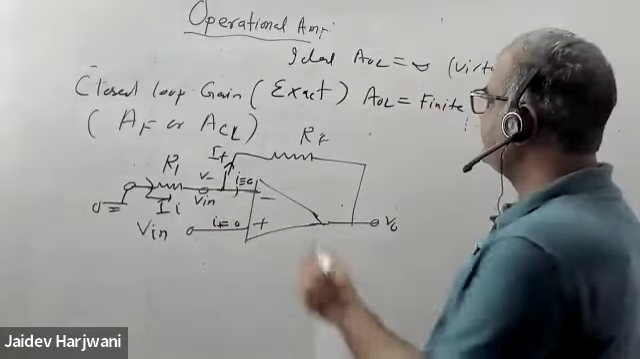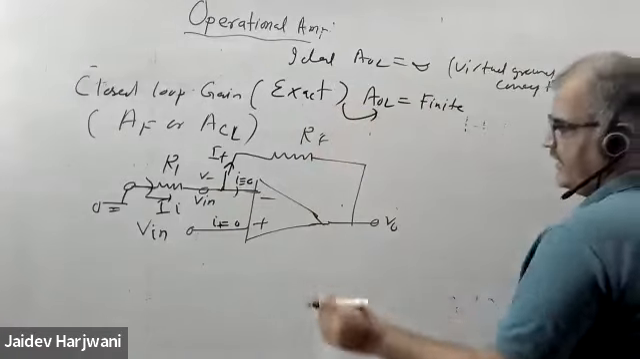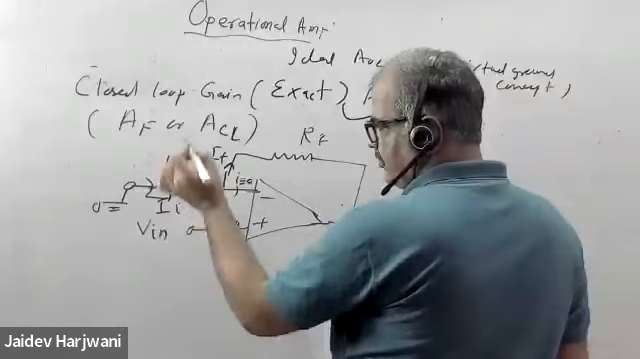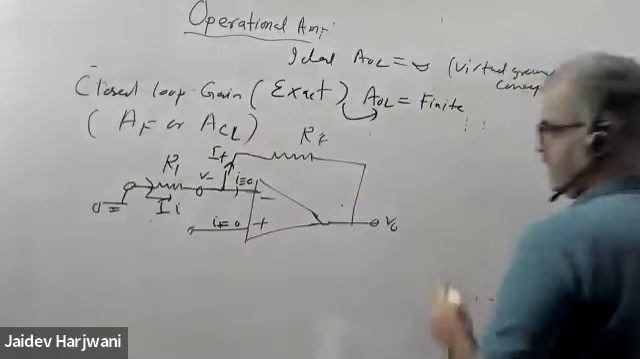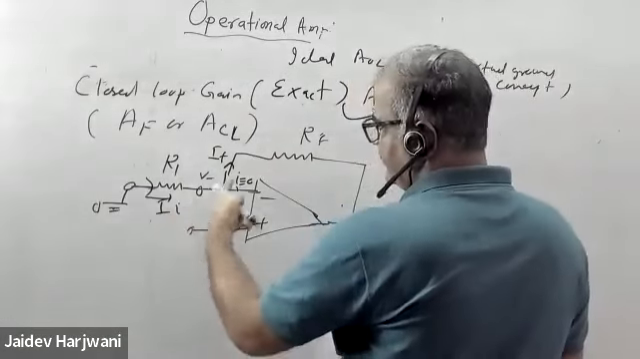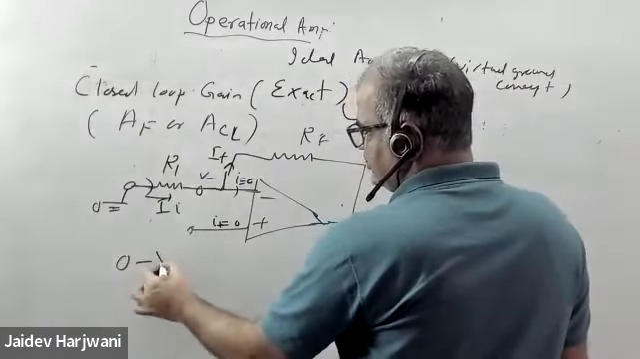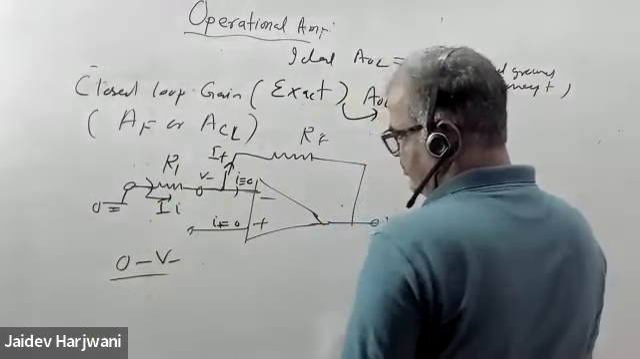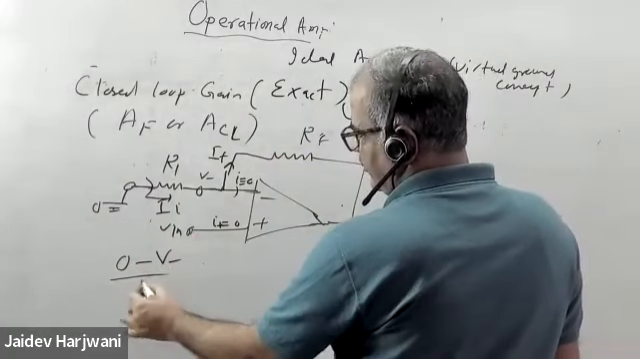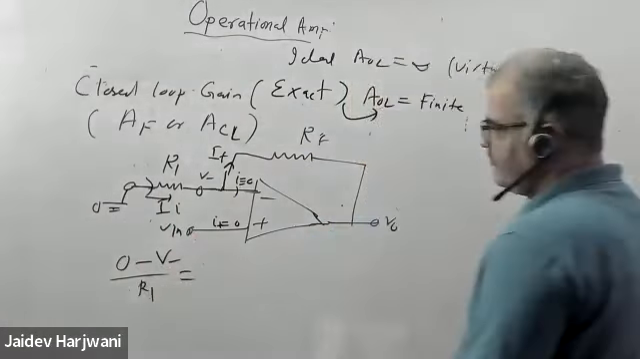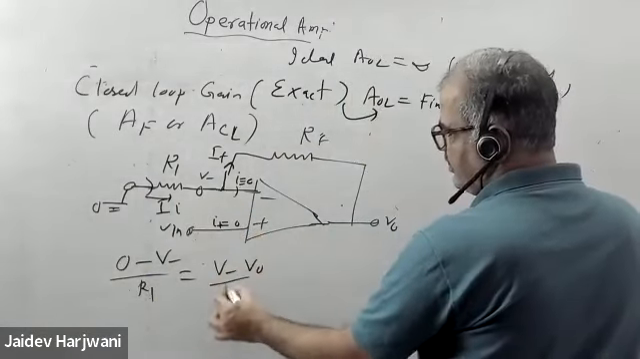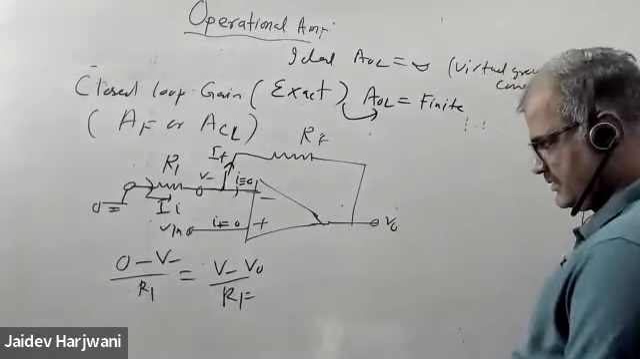Okay. Now I'm taking the exact case. That means your AOL is finite. So this voltage will not be V input. Let's say this is V minus only. Now for this case, we have to solve the circuit again. So now in this case, what will become? This is my current. So now my current will be what? 0 minus V minus upon R1, where V input is coming, will be equal to V minus minus V naught upon RF in this case.